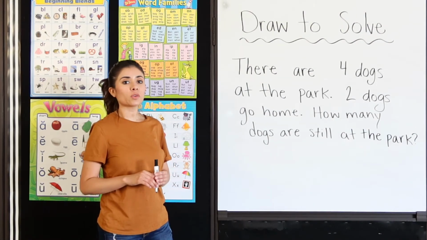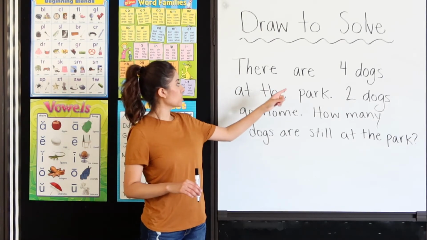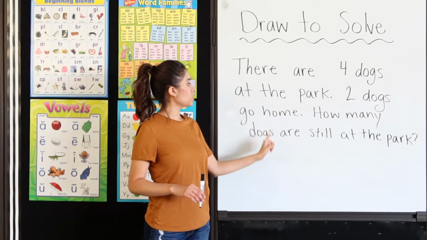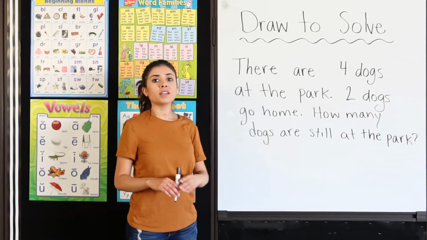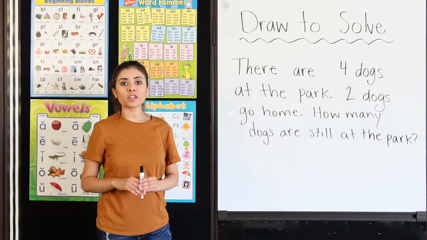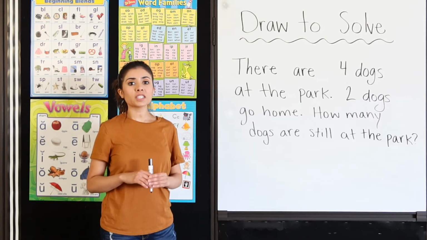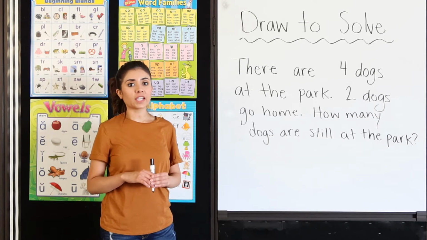Step 1, read the question. There are 4 dogs at the park. 2 dogs go home. How many dogs are still at the park? Now, if you ever need to reread your question, go ahead and do that. It is perfectly fine, and it's really good to make sure that you know what you're reading.